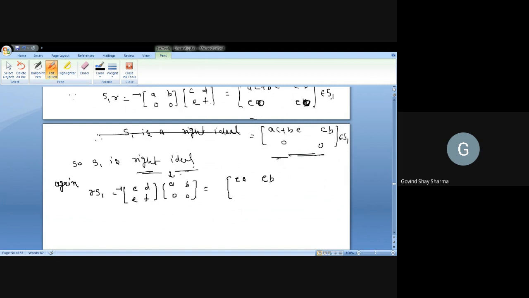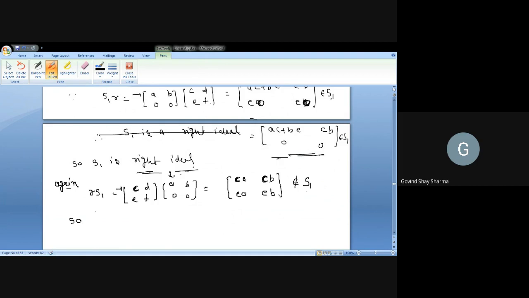So yes, this is C, C B, A. This is not an S1 type element. So this does not belong to S1, because S1 has elements like A, B, 0, 0. Their second row is 0. But here rows R1 and R2 are both not 0. So this is not an element of S1.